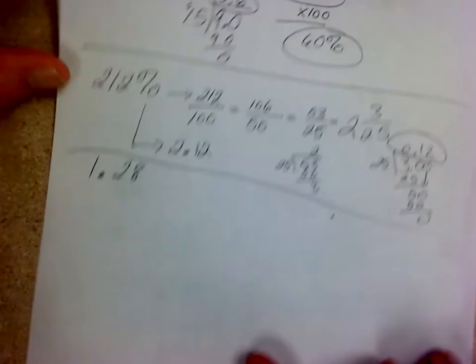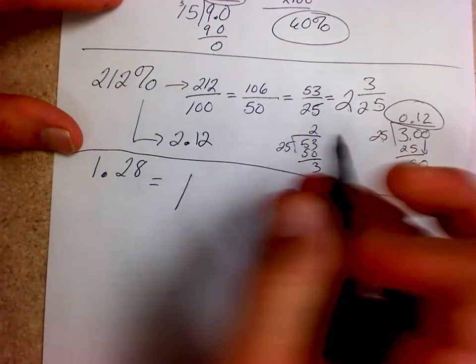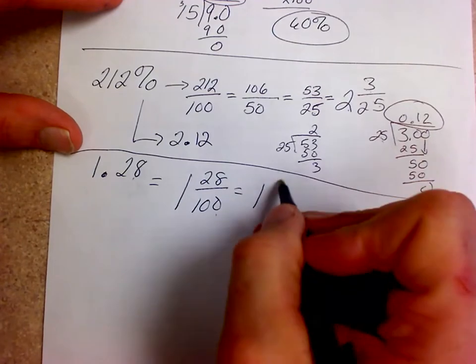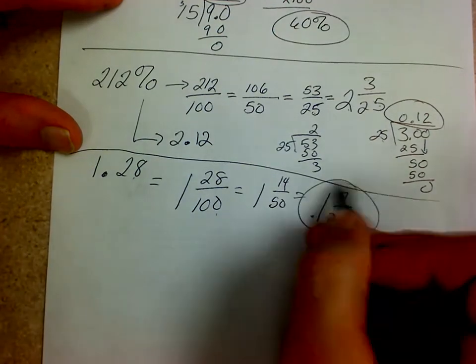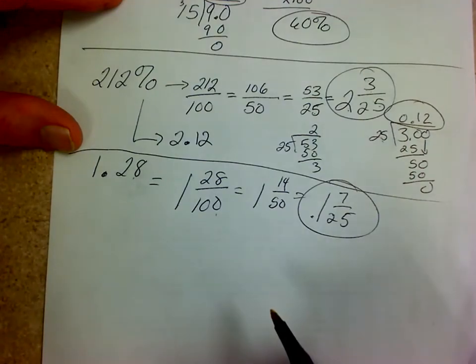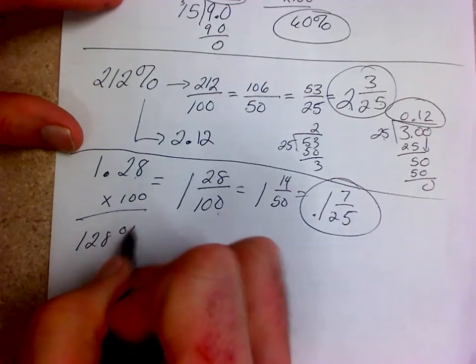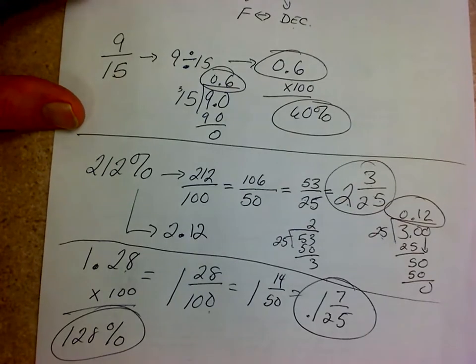And last but not least, what if we started with a decimal? So we have 1.28. We would read that as 1 and 28 hundredths because we're in the hundredths place. So that's 1 and 14 fiftieths, which is 1 and 7 25ths. So there is our mixed number or fraction. Multiply by 100, 128%. So those are the three forms. Regardless of where we start, those three values need to be interchangeable.